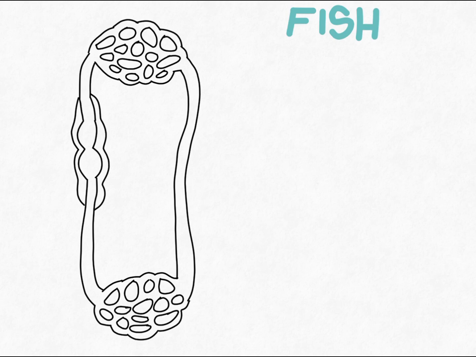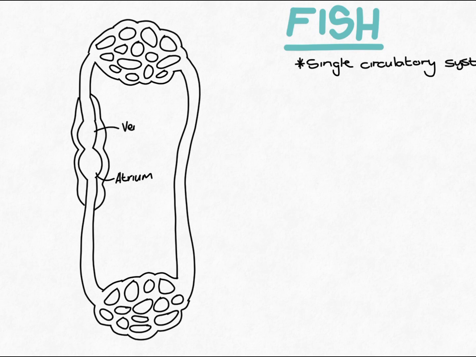Now, a fish has a single circulatory system, meaning that blood moves through the heart once to be able to circulate the whole body. Now, a fish has a two-chambered heart. It has an atrium and a ventricle. So deoxygenated blood will enter the atrium, move through the ventricle, and then towards the gills.